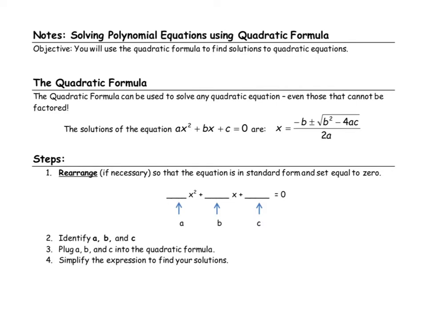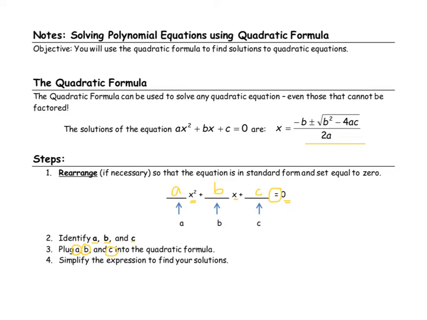So a quick reminder that standard form means that the x squared term comes first, the x term comes second, and then we have our constant last, and it is always set equal to 0. We call this first coefficient of x squared a, the coefficient of x we call b, and our constant we call c. So whatever number is before x squared is a, the coefficient of x is b, and our constant is c. We take those a, b, and c and plug them into our formula, and then finally we will simplify the expression to find our two solutions.